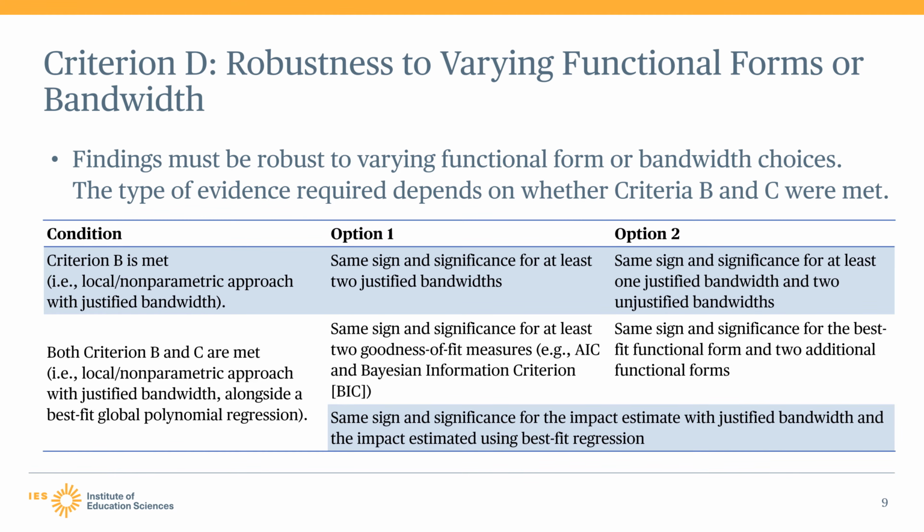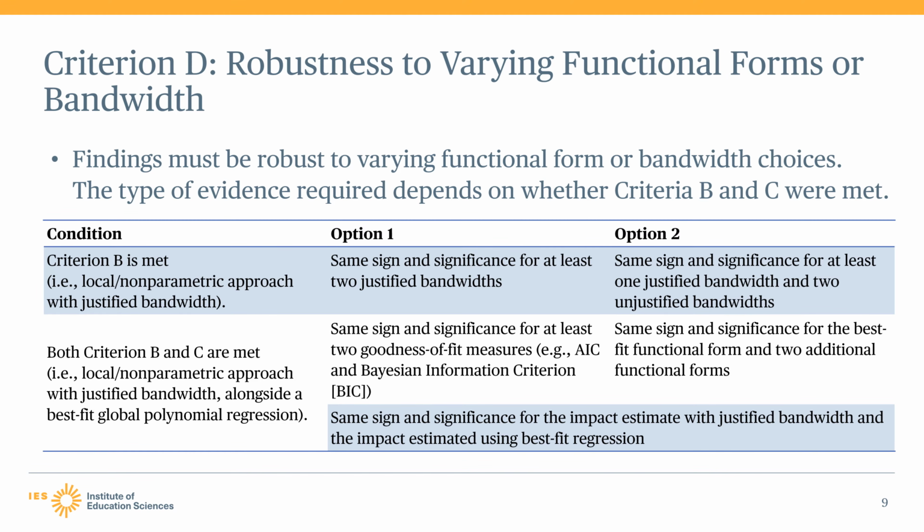The second way a study satisfying criterion C can also satisfy criterion D is if the sign and significance of impact estimates is the same for at least three different functional forms, including the best fit regression. Finally, a study could satisfy criterion D if the authors show the same sign and significance for the impact estimated within a justified bandwidth and the impact estimated using the best fit regression.